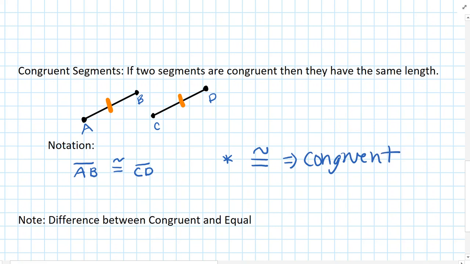And then it's also saying that they have the same length. So not only could we talk about this segment AB being congruent to CD, but we could also say that their lengths are equal. So my measure of AB, which is just my two letters without the line, is going to be equal to my measure of CD.